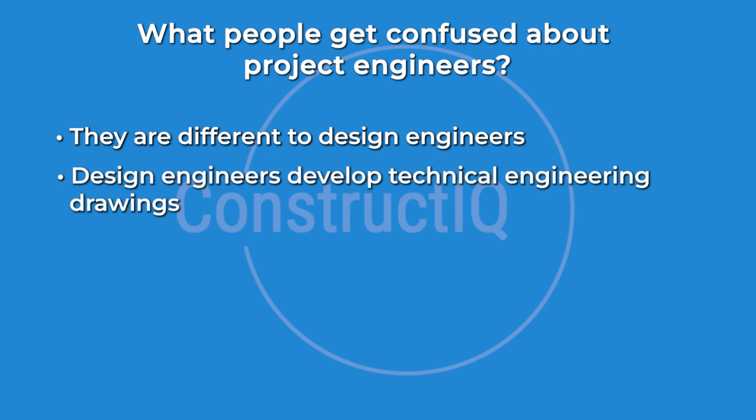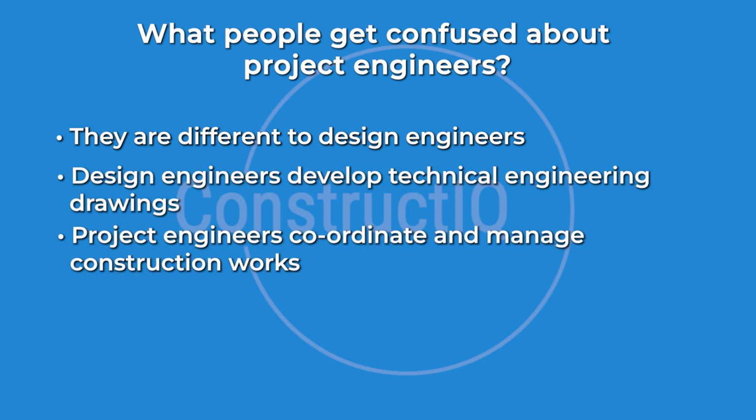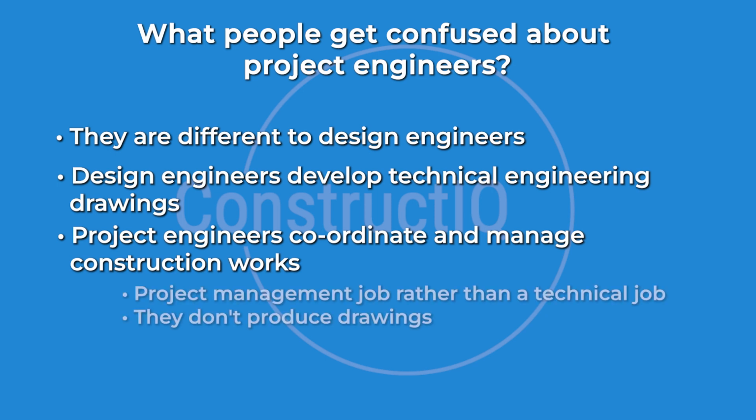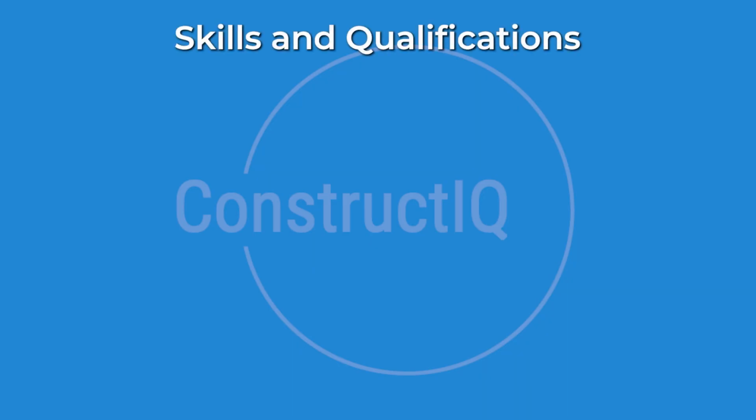Design engineers develop drawings and specifications. Project engineers coordinate and manage construction works. Design engineers produce the drawings. Construction engineers implement the drawings. Project engineering is a project management job. The core skills you'll be applying are project management skills, as opposed to a design engineer whose core skills are their technical skills.